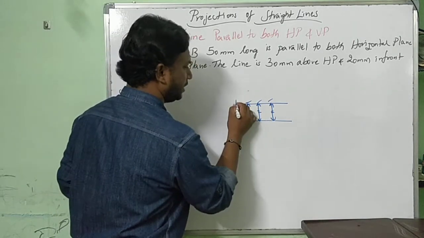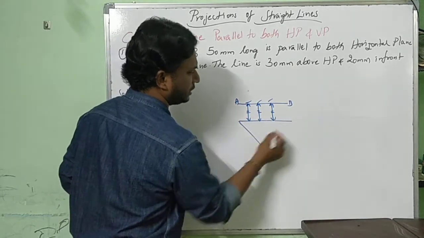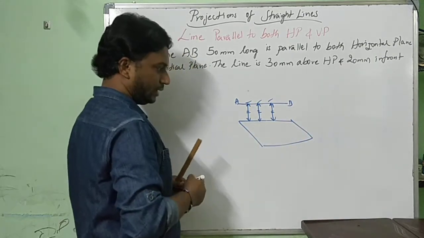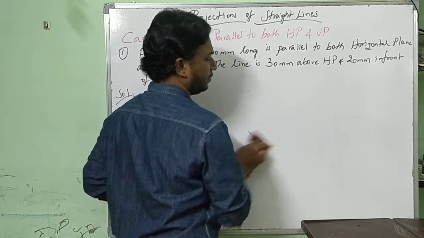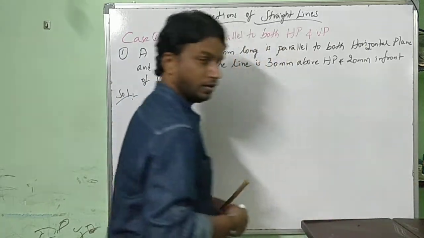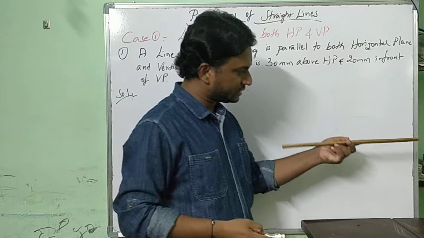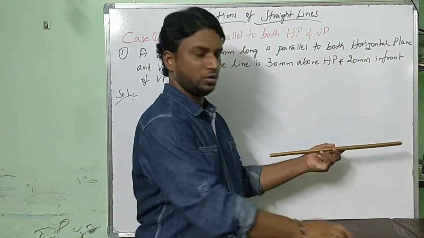Now this line may be AB, and this may be a plane. This is what we are supposed to analyze: parallel. I hope you understand what we mean by parallel. Now I am keeping this line like this. I hope you are all looking at this.